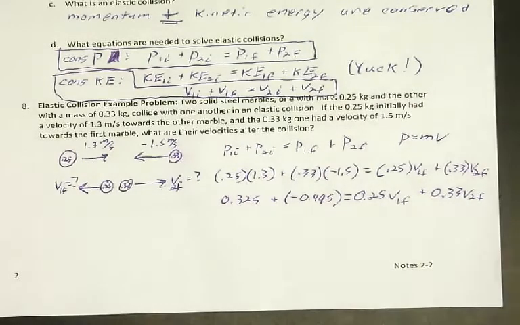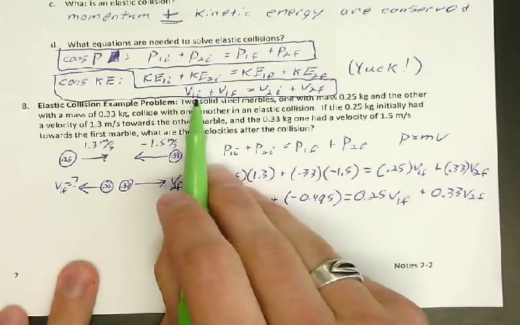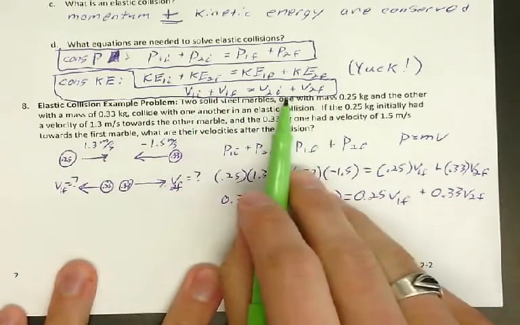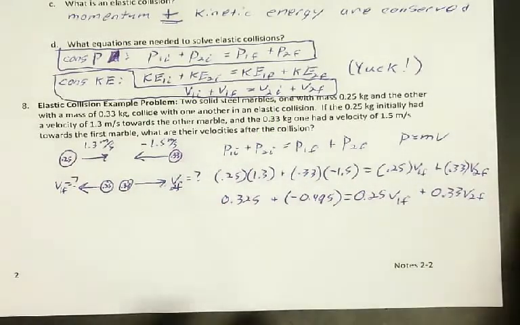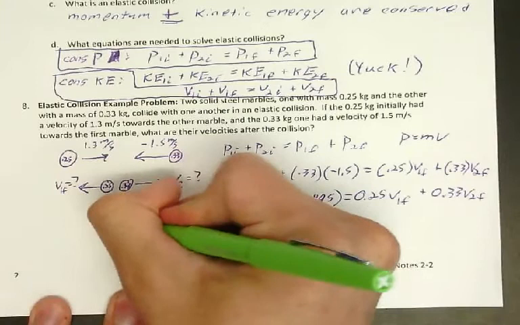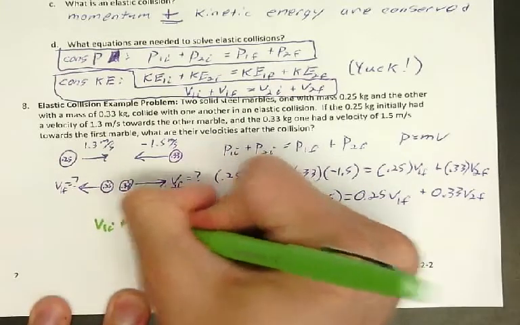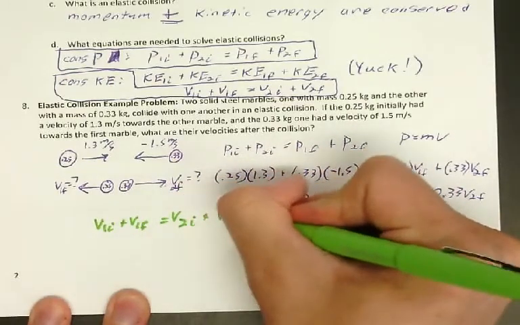Okay. Here's what we do now. We need another equation, and we have it: conservation of kinetic energy. Oh, God, that looks nasty. Okay, let's use this one. So this is conservation of kinetic energy. It's just simplified. I did some math wizardry and simplified it down, and this is what I got. So I'm going to set up a second equation: V1 initial plus V1 final equals V2 initial plus V2 final.